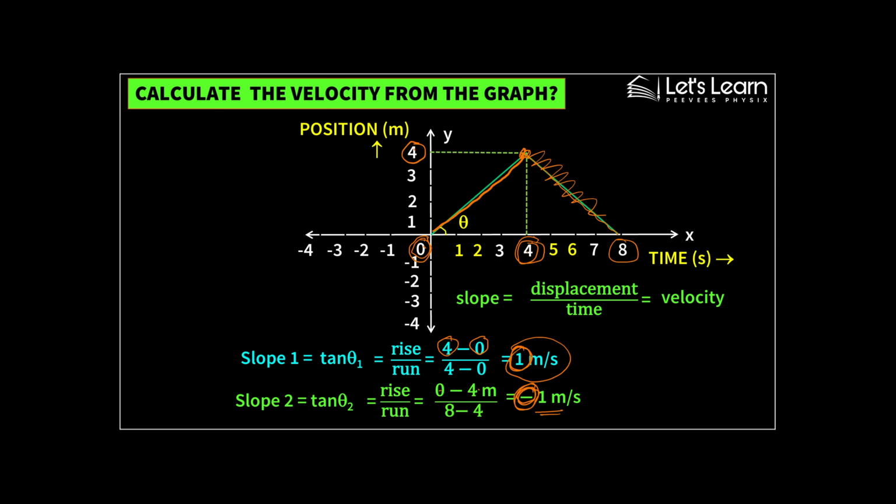So remember, at 4 seconds, the velocity is 0. From 0 to 4, velocity is positive 1, which is moving to the right. And at 4, the car stops and then it goes back. Why is it going back? You can see the velocity is minus.